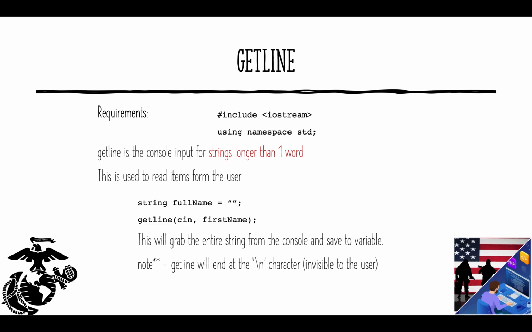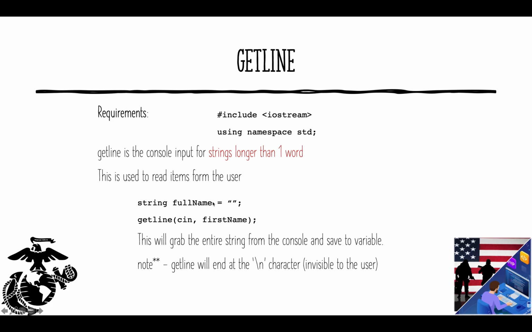I could write a paragraph. I could copy and paste a book, a full novel, and put it in there, and getline will grab the entire thing. So the way that that's used is, again, we have to create a string or whatever input you want it to be. Getline could also be used for numbers, but in this case we're going to utilize a string, and we're going to call it fullName.